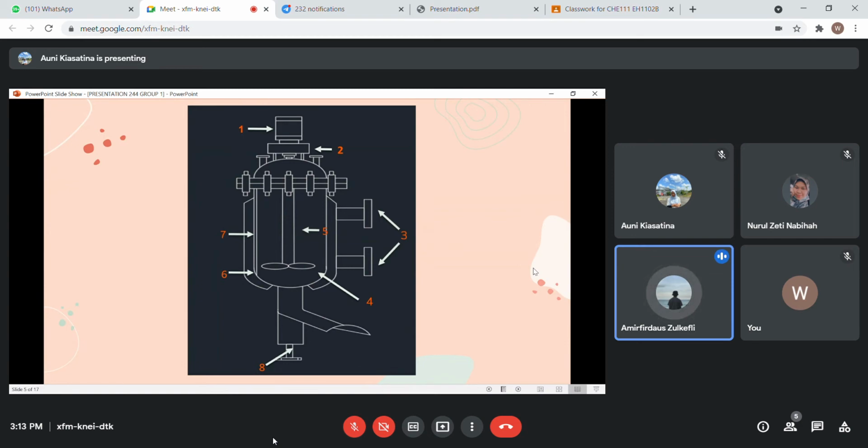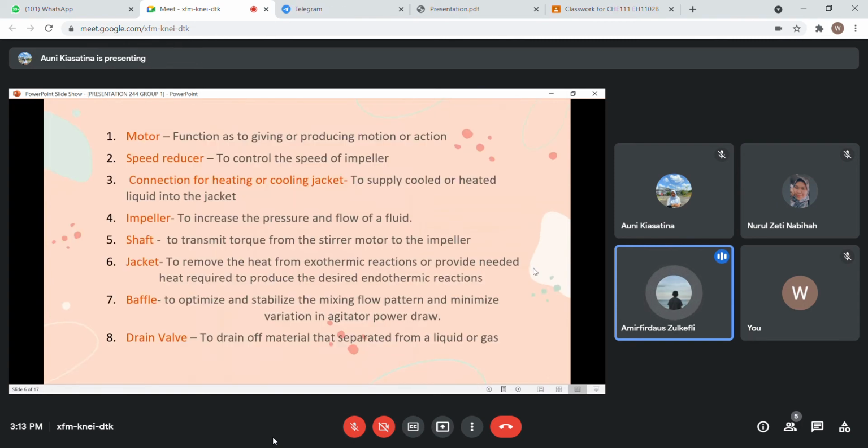The last one is number eight, drain valve. It functions to drain off material that separated from a liquid or gas stream, or one used to empty a process line. Next, I will pass to the next presenter.